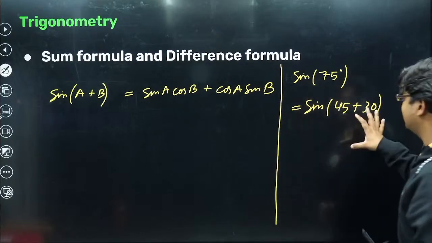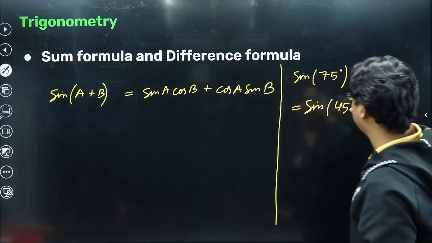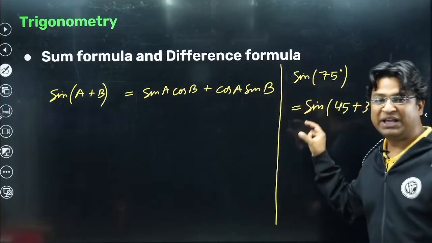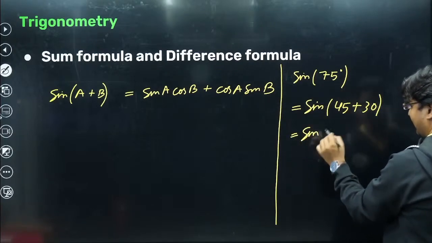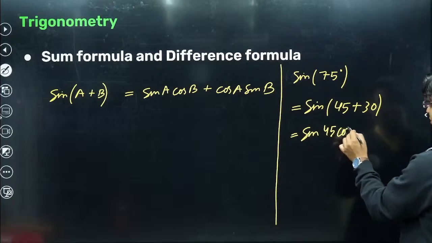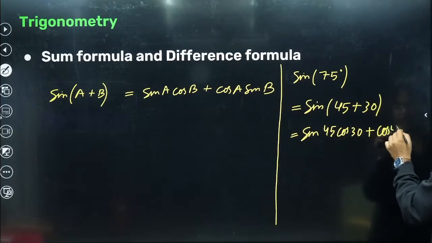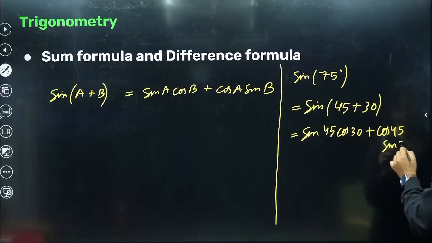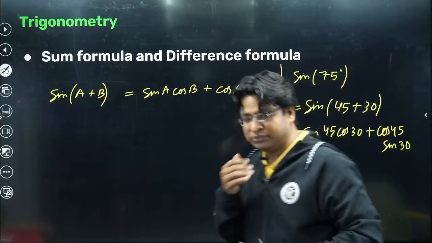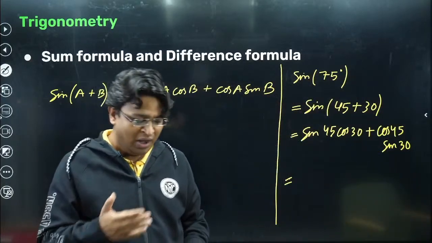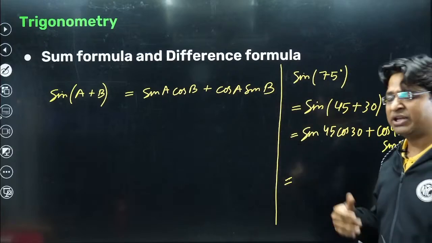When I write it like this, I can see that this compares with this form, and I can say that let me take A as 45 degree, let me take B as 30 degree. So sine of A plus B will be written as sine A cos B plus cos A sine B, that is sine 45 cos 30 plus cos 45 multiplied by sine 30. Now we can substitute the values here. These are all standard angles, 30 degree, 45 degree, so we can substitute their values.